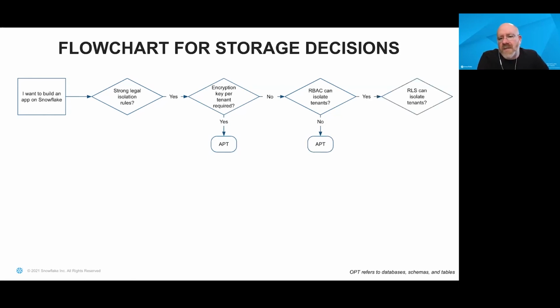But if our RBAC is okay, then we want to think about, is row level security okay? Is that an efficient means to isolate tenants? And if it's not, sorry, we're going to go down the object per tenant model, where we'll create databases, schemas, tables, etc., for every tenant. But if it is okay, then we can go down the multi-tenant table path, where we can combine tenants into common objects and use row level security to drive who sees what within the application.